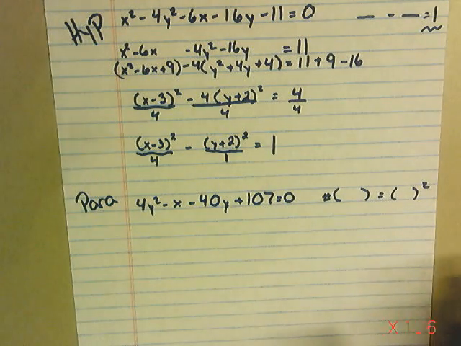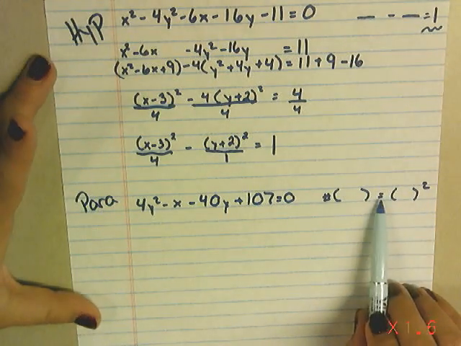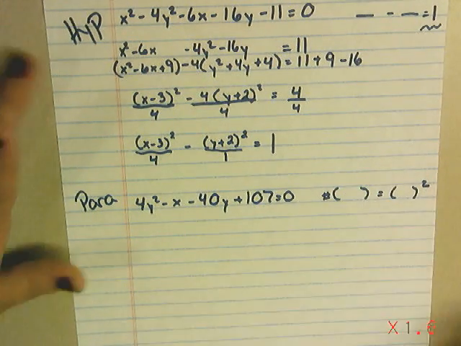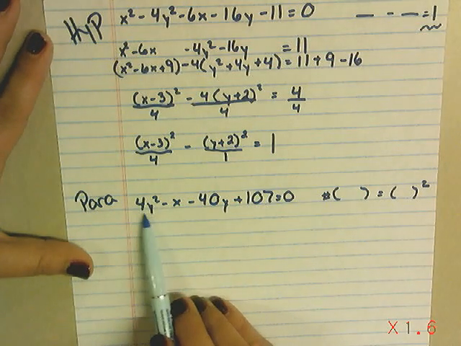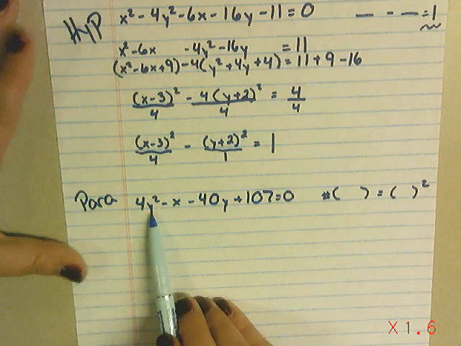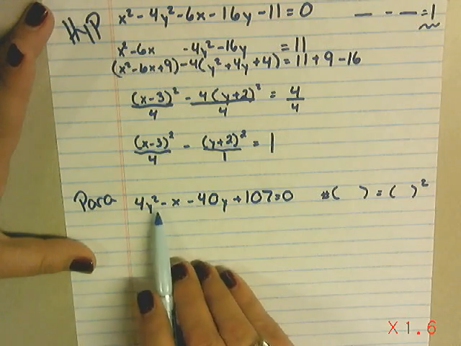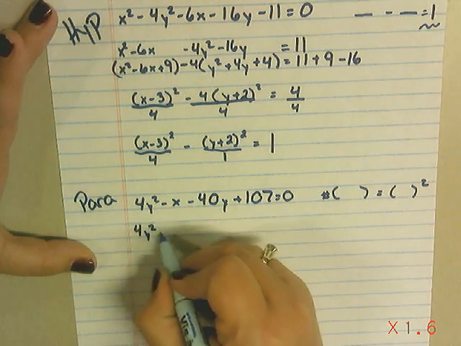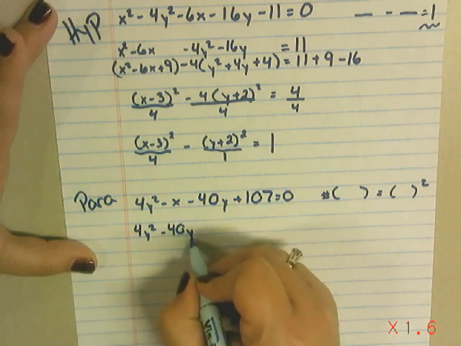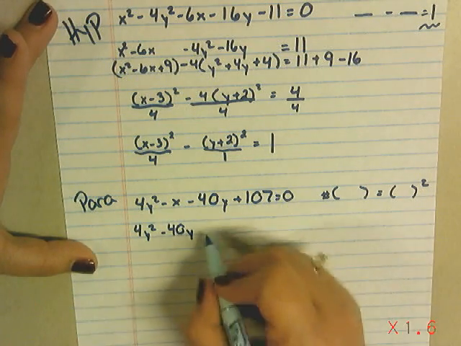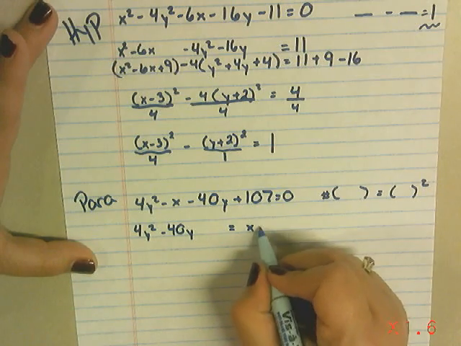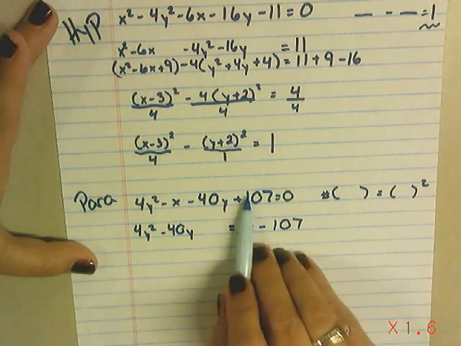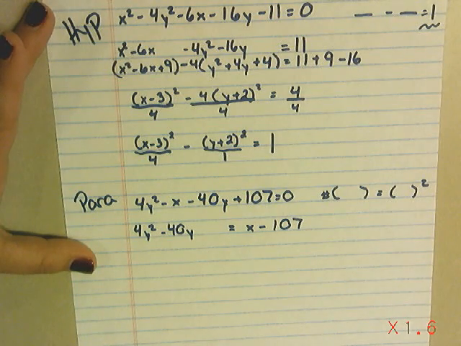Now, this is a little bit tricky. When you have an equation, it doesn't really matter what goes on what side, right? Because you can flip an equation around, it's still the same thing. We don't want this y squared to become negative because that will make life not fun. So we're actually going to leave the squareds over here this time. We're going to move the x and the 107 over here. So x minus 107, because to move it over there, we have to add x, subtract 107.